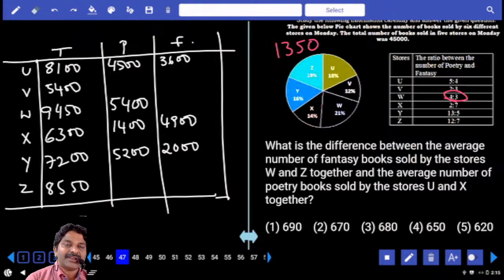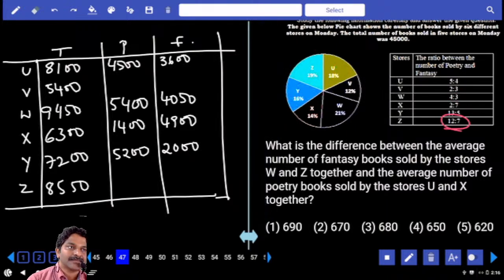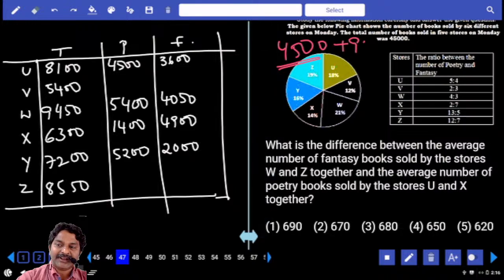5,400. Now instead of calculating 3 times of that, can we take difference of these two numbers? Difference is easy, right? 4,050. And then Z. Total how many parts? 19 how many times is 8,550? 19 fours, 19, 38, 76. Again 95 is left. 5 and then a 0. 12 times of this number. 10 times is 4,500. 2 times is 900.